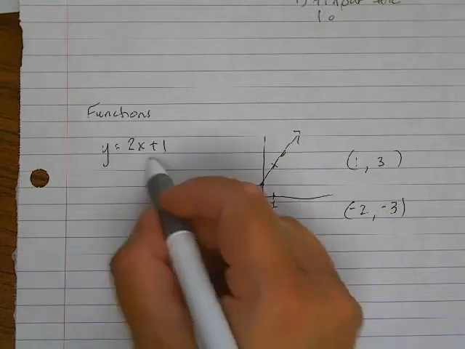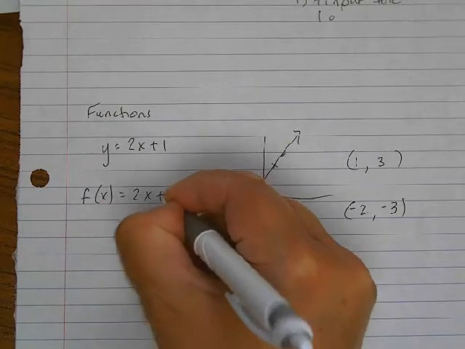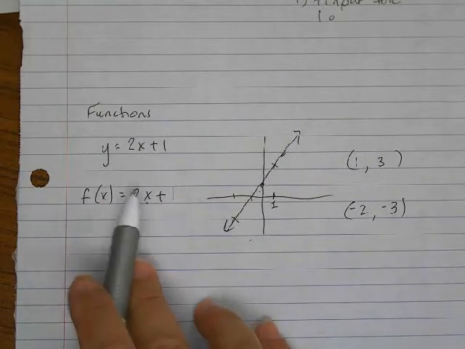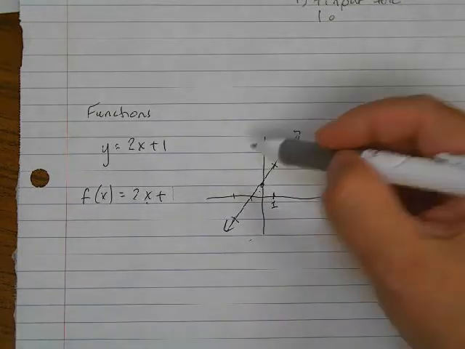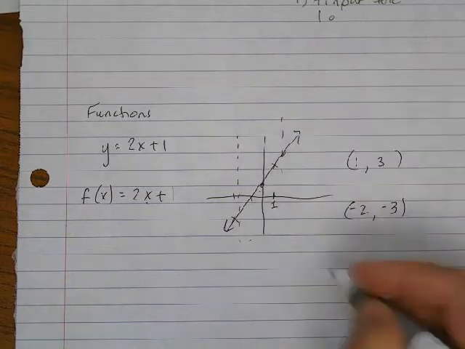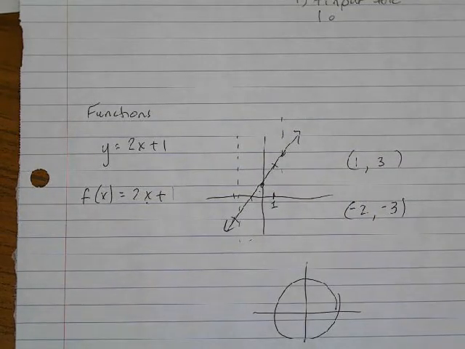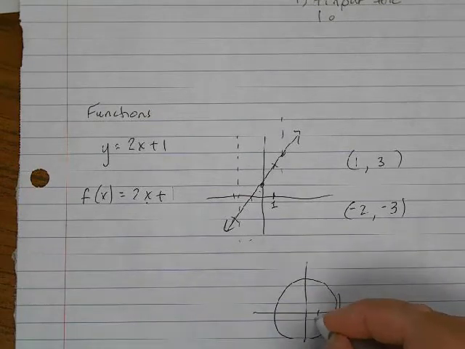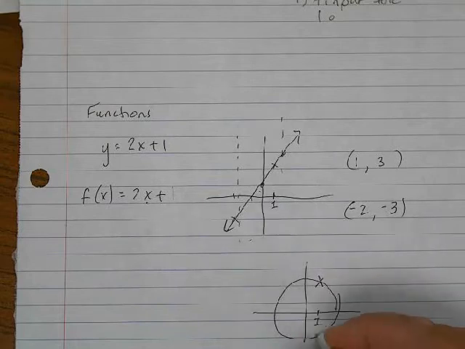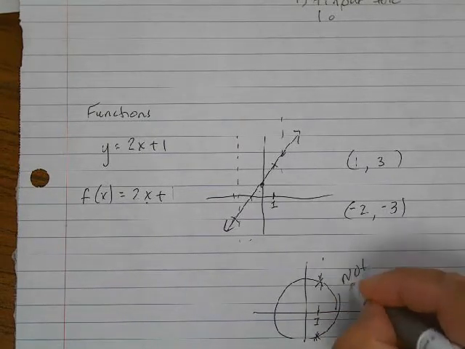So instead of writing it like this, we can write it in function notation. For every input, for x, I'm going to get exactly 1 output. That means that the vertical line test passes it. If I had something like this, it would not be a function, because if I put in the number 1, I could get out this, I could get out this. It doesn't pass the vertical line test. This one is not a function.